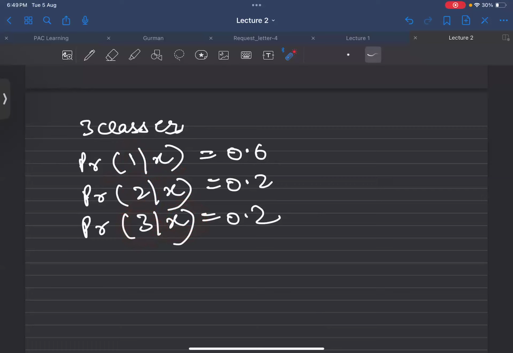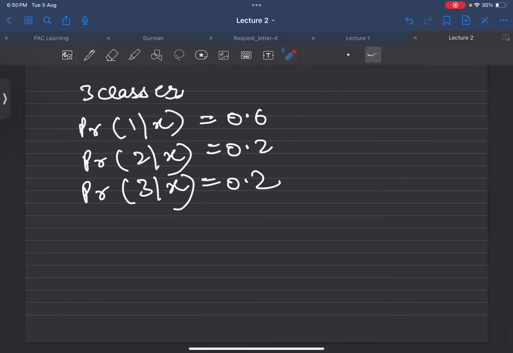So which one has the highest probability? Which class is it? The first one. Obviously we'll go with the one having the highest probability. 0.6 is the highest probability, so we think the class is the first one. Am I correct?